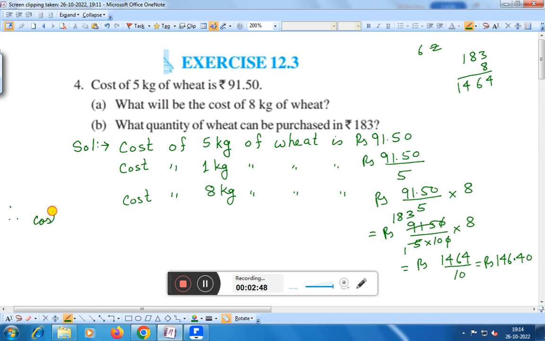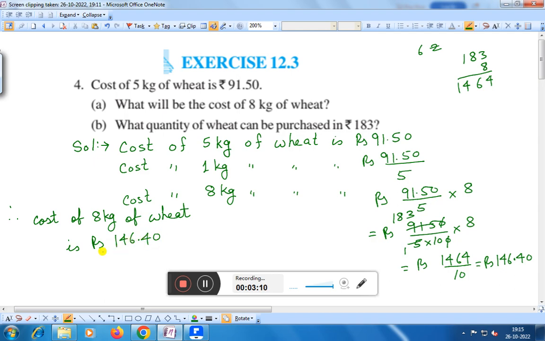The answer is therefore: cost of 8 kg of wheat is rupees 146.40. This is the solution of question number A.